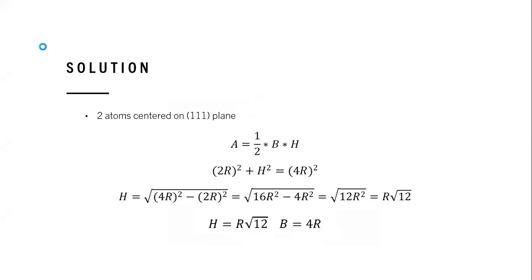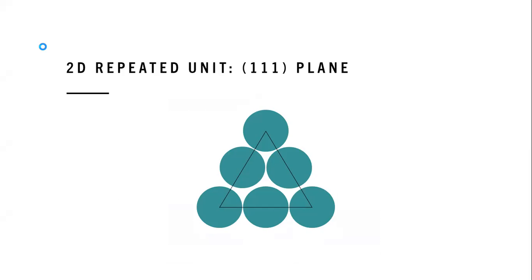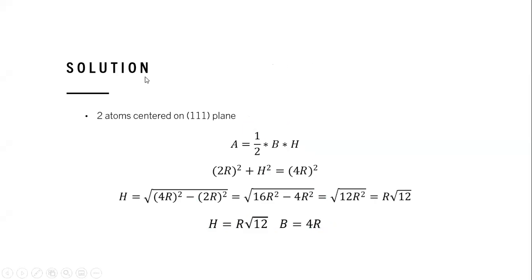So now to the solution. As we see in the previous slide, we have a total of 2 atoms. We have 1/6 of an atom in each of the plane's corners, and 3 half atoms for a total of 2 atoms. So we have 2 atoms centered on the 1, 1, 1 plane. Now, the area for a triangle, which is how our plane looks like, is 1/2 times base times height.